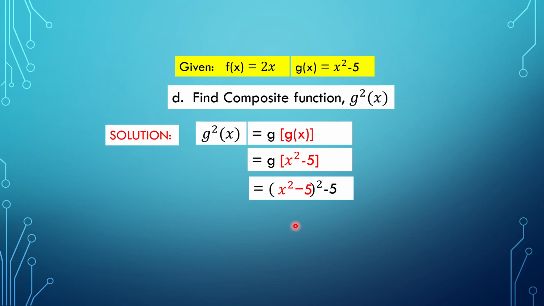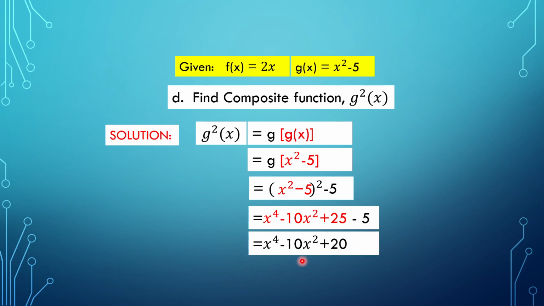Expand this. Okay, so in order to expand, x squared, you square again, it becomes x to the power of 4. Next, you can expand the other part by multiplying 2 times negative 5 times x squared in order to get the negative 10x squared. Continue with negative 5 in bracket squared, you'll get positive 25. Then continue with minus 5. Simplify and the final answer will be x to the power of 4 minus 10x squared plus 20.